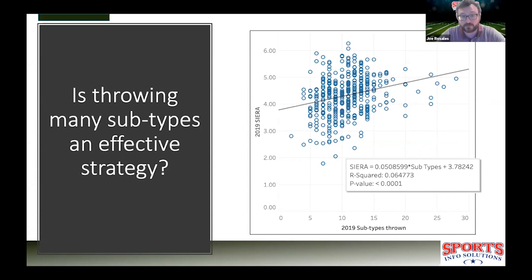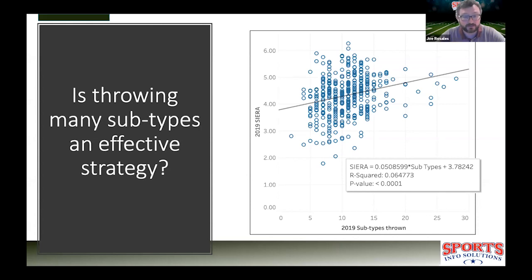So the first question we asked ourselves is, is throwing multiple subtypes an effective strategy? What you can see with this graph is on the x-axis, we're looking at 2019 data and the total number of subtypes thrown by individual pitchers, and then along the y-axis, their 2019 SABR. So generally speaking, you can see there's a trend line upward, where the more subtypes that are thrown by pitchers, generally the higher SABR will be across the league. So therefore, worse performance.